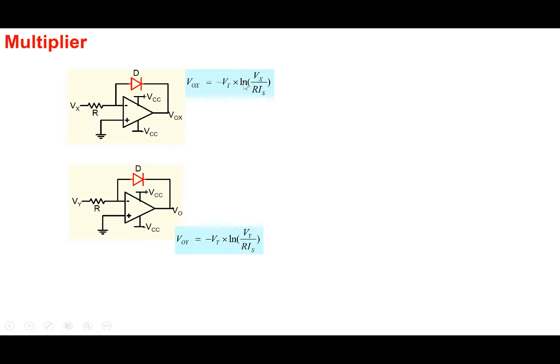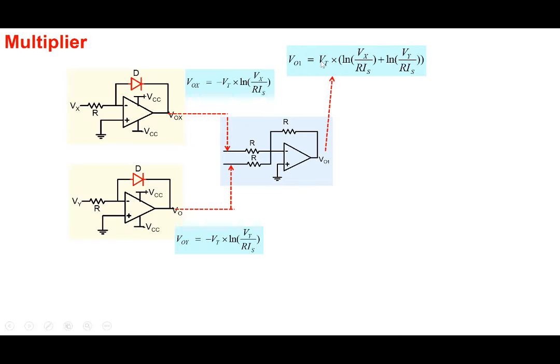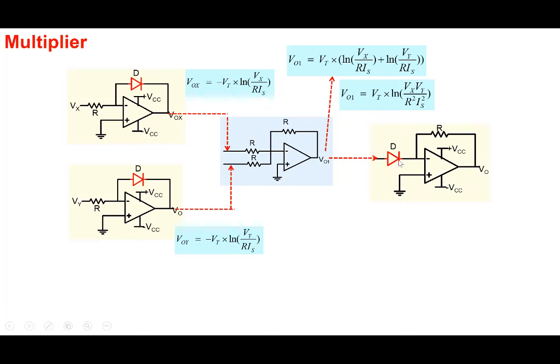So Vox is minus Vt ln Vx by Ris here. Voy is minus Vt ln Vy by Ris here. So let's add the two voltages up together here. So minus minus is being fed into the inverting input, so it will become plus here. So it becomes Vt times ln Vx by Ris plus ln Vy by Ris. And the two logs, of course, when you combine them, you get ln Vx Vy R square by Is square. Next, what we do is we feed it back into our anti-log here.